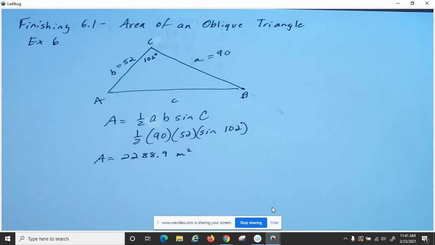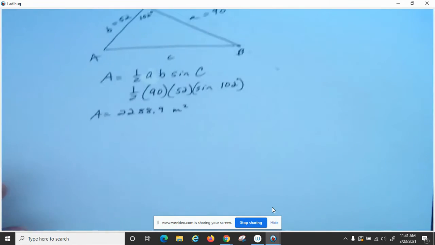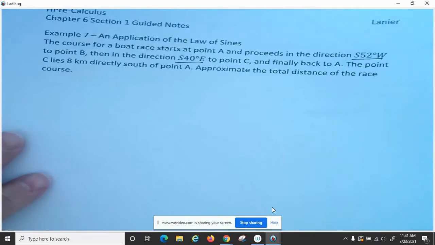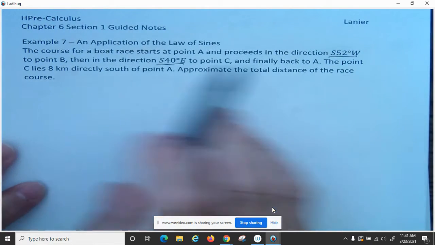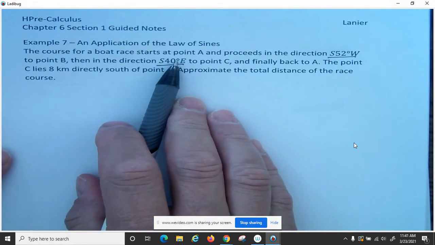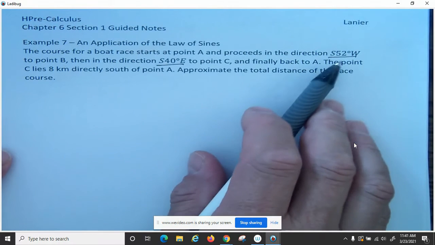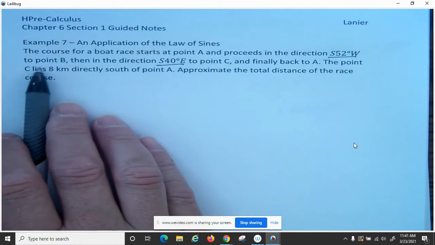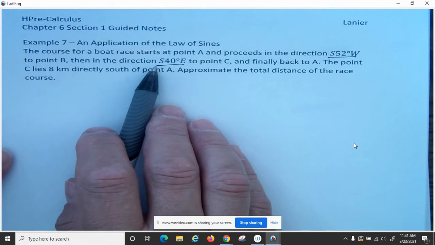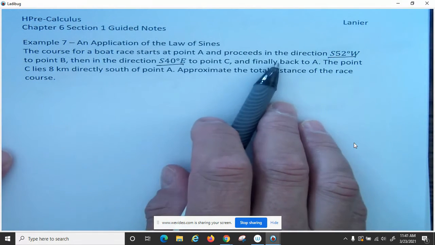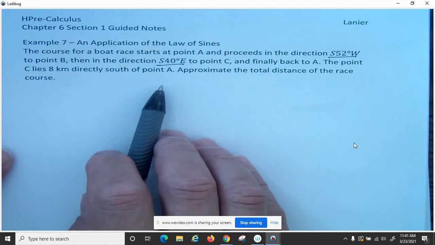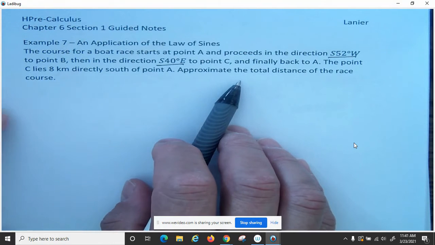All right, example 7 deals with the application of the law of sines. Here is example 7. The course for a boat race starts at point A and proceeds in the direction of south 52 degrees west. That should look familiar, but I will explain to you how I draw that out. To point B, then in the direction of south 40 degrees east to point C, and finally back to A. The point C lies 8 kilometers directly south of point A. We want to approximate the total distance of the race course.